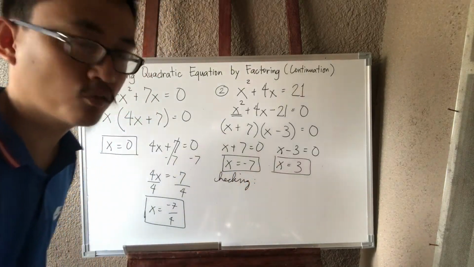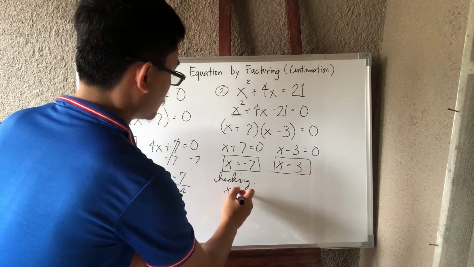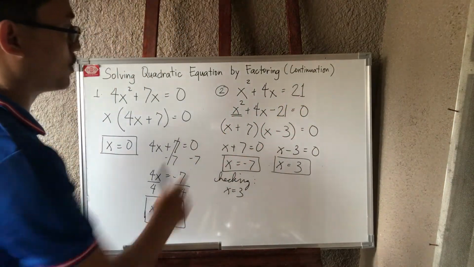Ginawa na rin naman natin to do sa part 1, pero gawin pa rin natin. So, if x equals 3, doon natin siya ipalit dun sa original equation.